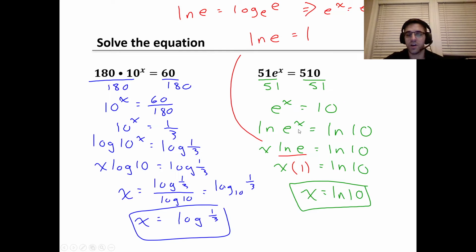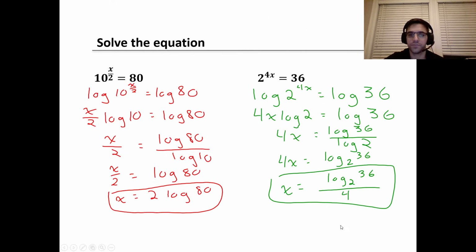So when I take the natural log of e to the power of x, the x becomes the coefficient. Natural log of e becomes 1. So we just have x equals the natural log of 10. That's smooth. I like that. Okay, a couple more examples.